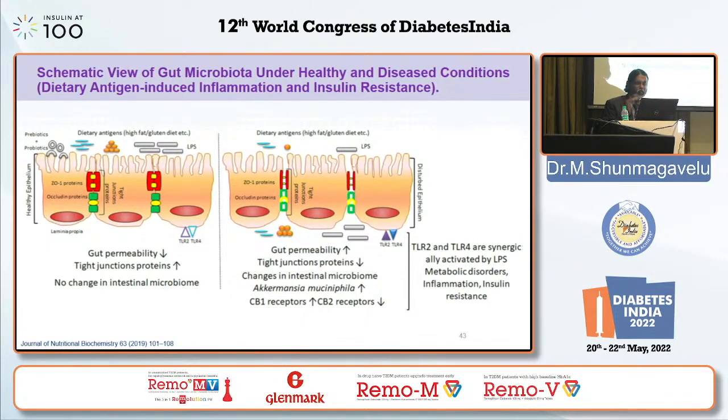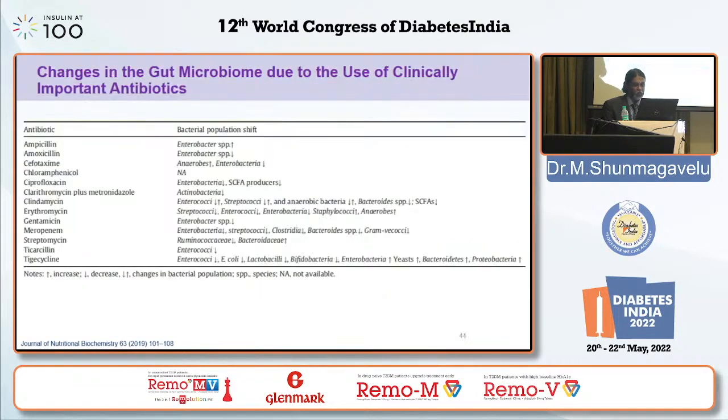In patients who are eating a lot of animal food, there is an alteration with reference to gut permeability, alteration with reference to tight junction protein, and changes in the intestinal microbiome. And a very important thing is there is activation of the cannabinoid receptor 1 also. And changes in the gut microbiome due to the use of clinically important antibiotics. So antibiotics can alter the microbial flora.